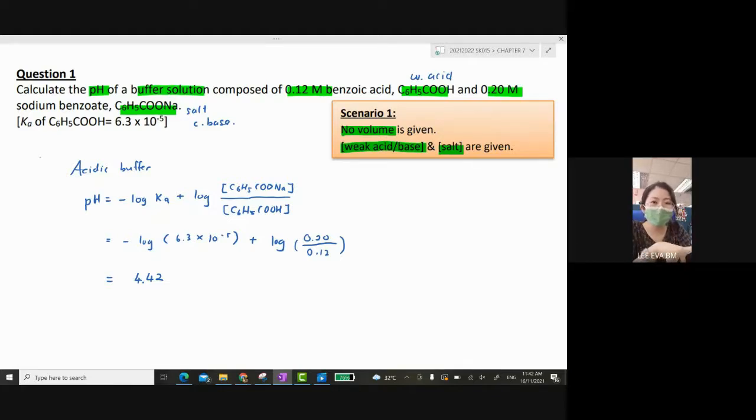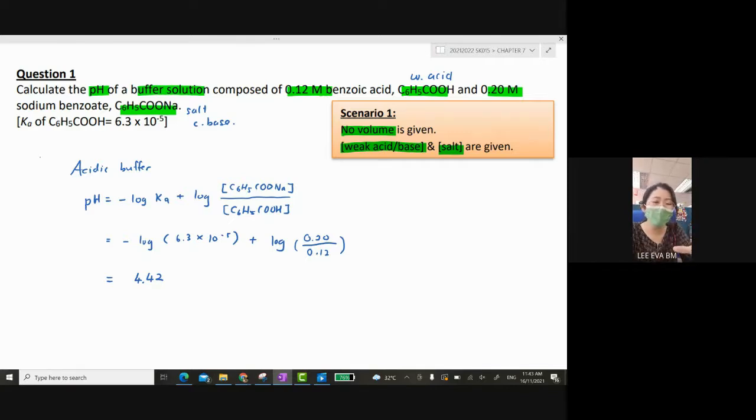So in this case, you got 4.42. You need to remember that for strong acid and strong base there is one pattern for calculating the pH value. For weak acid and weak base, we need to use the ICE table. It has one pattern because it has Ka, Kb, and you need to solve the quadratic. And then this is for buffer solution.